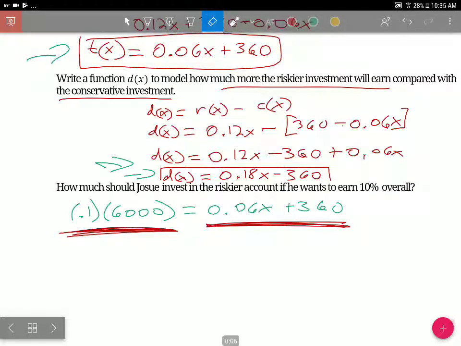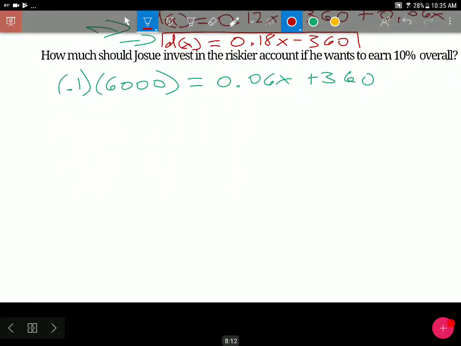So here we go. Start cleaning it up. What can we do to clean this up a little bit? Multiply 0.1 times 6,000. Okay, so what's 0.1 times 6,000? 600. Are we trying to get the x? Yep, we're solving for x. So subtract 360, so minus 360 to cancel out that puppy. So what's 60 minus 36? 24, so 240.